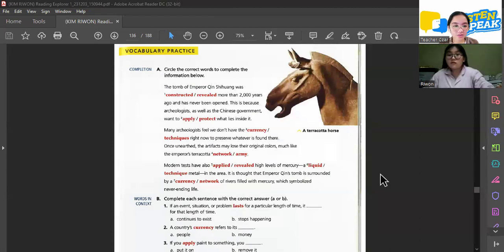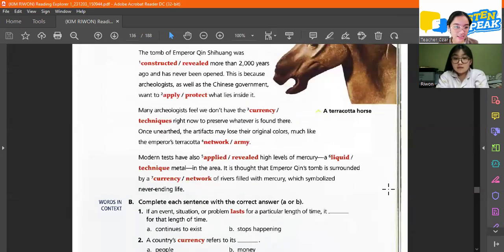Okay. So last meeting we talked about the Emperor Qin, who has an army of clay soldiers, or the terracotta army. And for tonight's class, we are just going to continue the vocabulary, where you will be having the vocabulary in context. So are you ready to have this one? Yes. Okay.